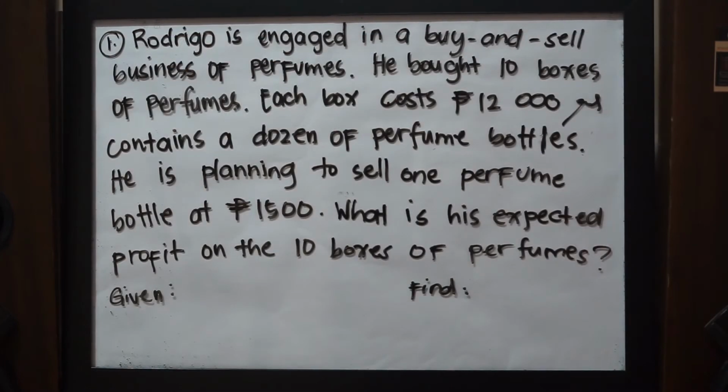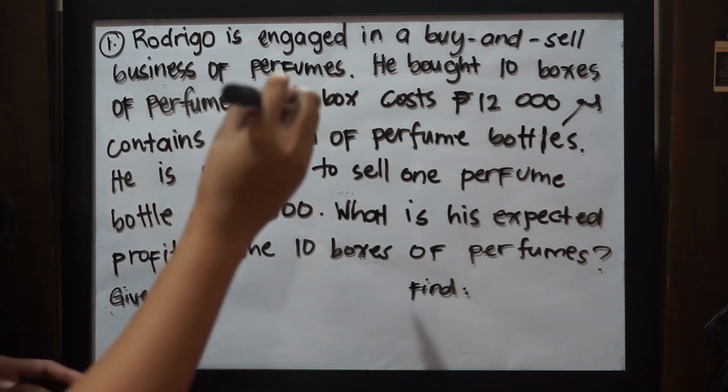Problem number 1. Rodrigo is engaged in a buy and sell business of perfumes. He bought 10 boxes of perfumes. Each box costs 12,000 pesos and contains a dozen of perfume bottles. He is planning to sell one perfume bottle at 1,500 pesos. What is his expected profit on the 10 boxes of perfumes? So, ganun ulit ang process natin: given, find, solution. Hindi na po iyon mababago.